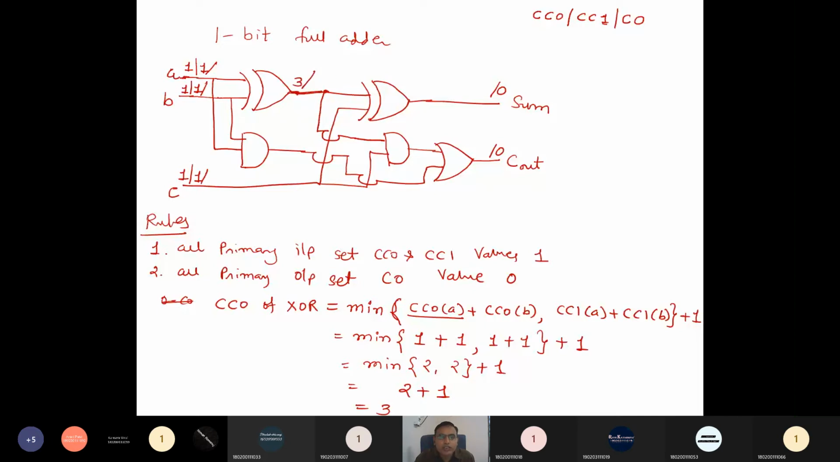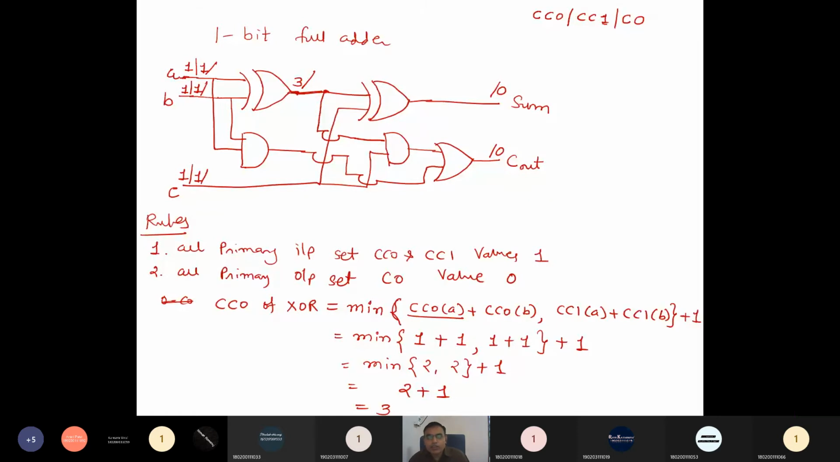Is it clear how this value came 3? Any questions? That's why I have drawn the example, and step by step I am calculating all the values, so we'll get a clear idea rather than me directly explaining in a PPT. Is it clear how these 3 came? Any questions?